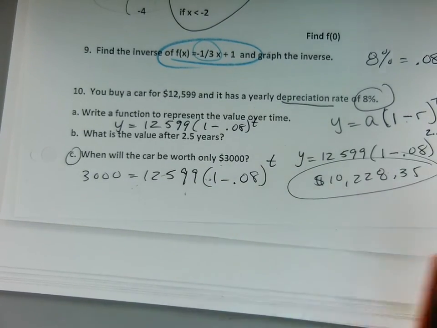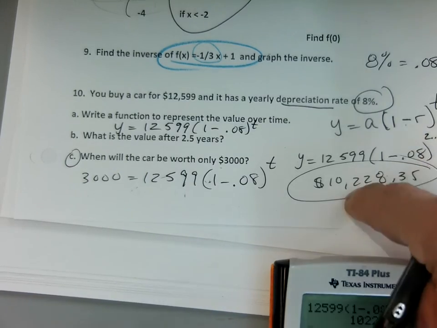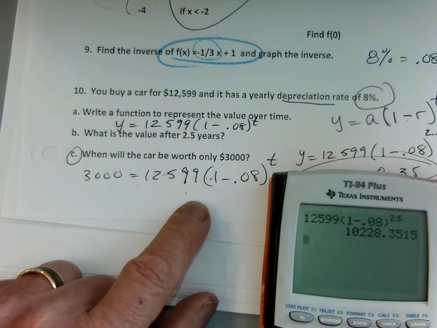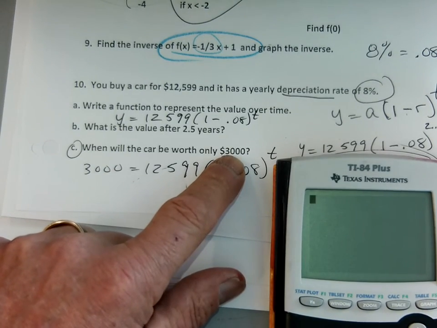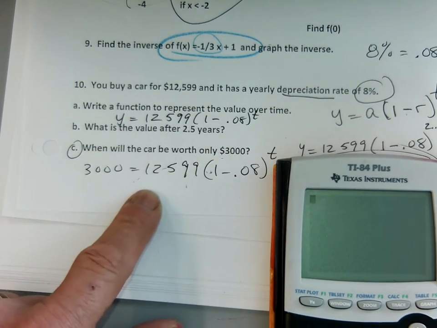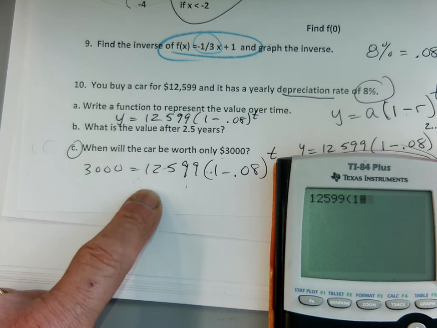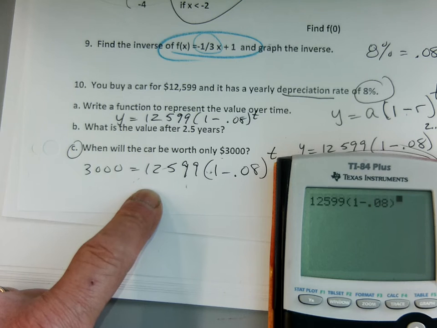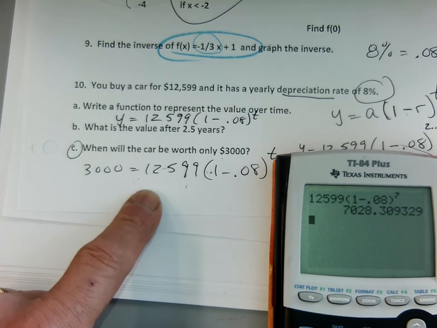So it might take a little time, but give me an idea. If after 2.5 years it was worth this, how many years do you think it'll take to get to 3,000? Anybody? 7 years. Let's try it. So I'm using my formula, Scott, to the 7 years. Oh, not quite. We need more. How many years? 20. Let's try 20.